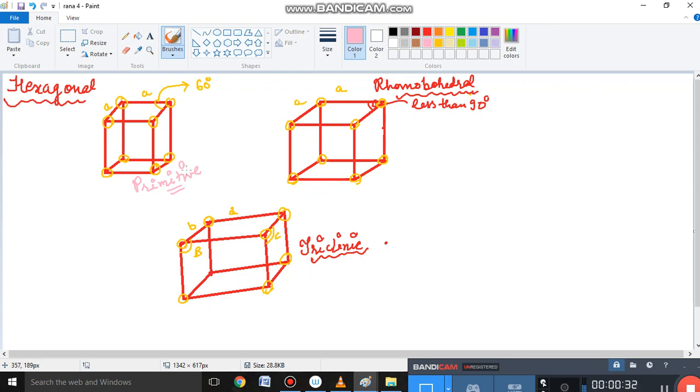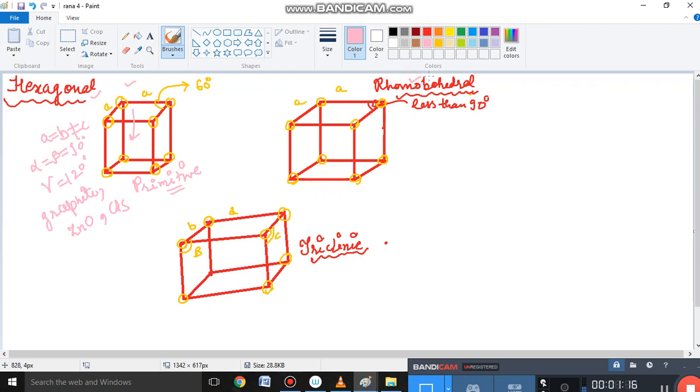In this, about the axial distances, or we can say edge lengths, a is equal to b, not equal to c. Two are equal, but the third one is not equal. Regarding its angles, alpha is equal to beta is equal to 90 degrees, and gamma is equal to 120 degrees. Examples of this hexagonal type of crystal system are graphite, which is an allotrope of carbon, zinc oxide, and cadmium sulfide.